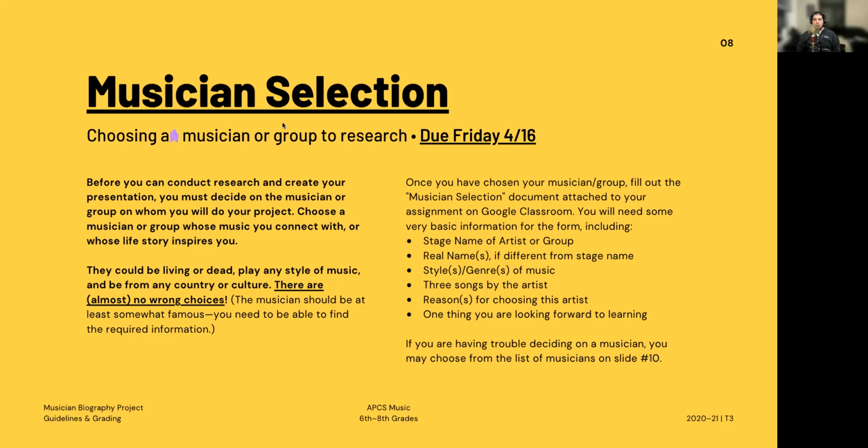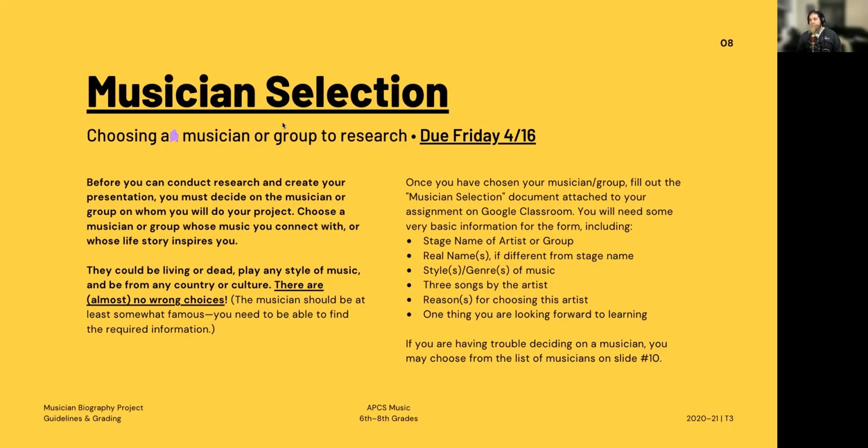So before you can conduct research and create your presentation, you must decide on the musician or group that you will do your project on. Choose a musician or group whose music you connect with or whose life story inspires you. They could be living or dead. They can play any style of music, and they can be from any country or culture. There are almost no wrong choices. Like I mentioned, the musician should be at least somewhat famous. You need to be able to find the required information about them.